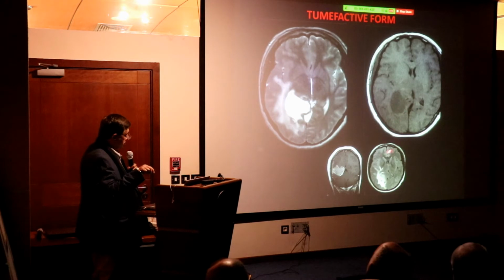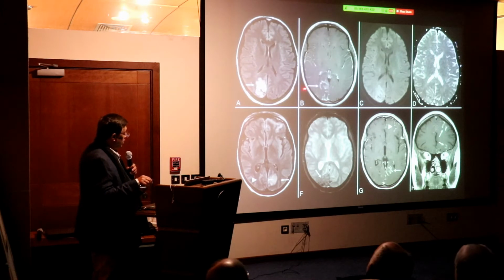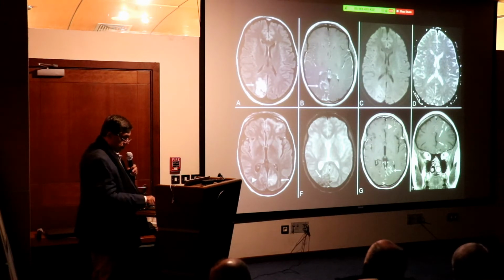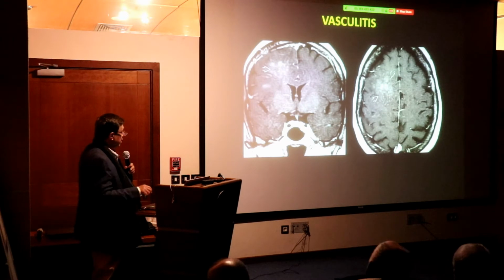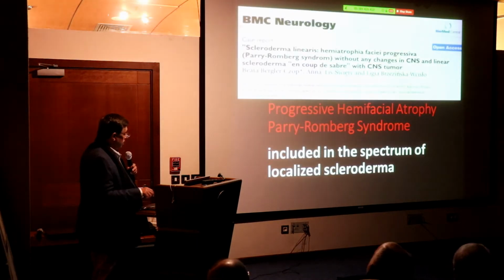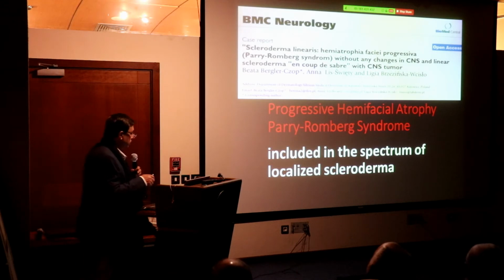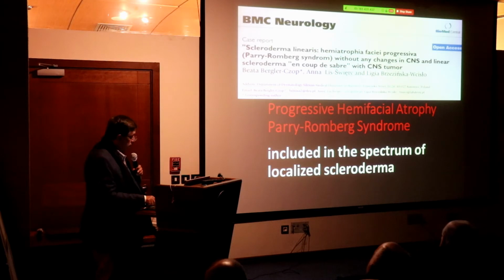Look at this. Like a tumor. Again, you can see different presentations of these lesions in scleroderma. They can present as well with a vasculitis appearance. So progressive hemifacial atrophy, or Parry-Romberg syndrome, was discovered in 1890 something, so it's an old syndrome, but it was not included in the spectrum of localized scleroderma.